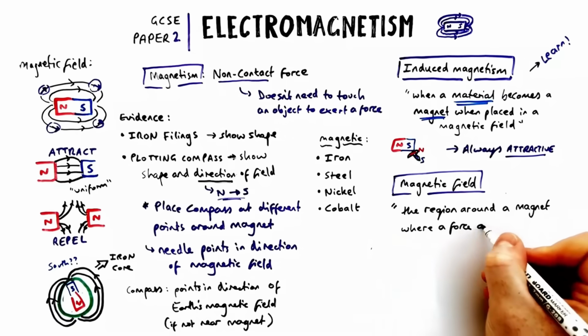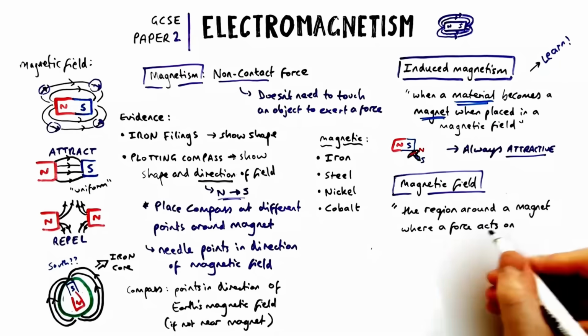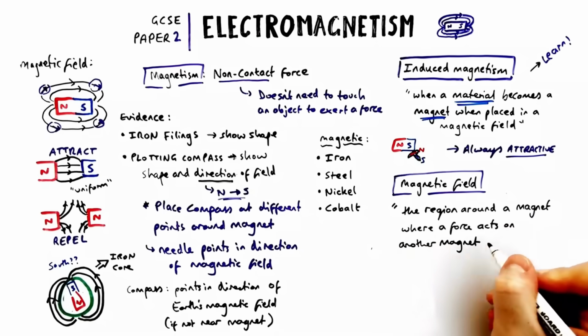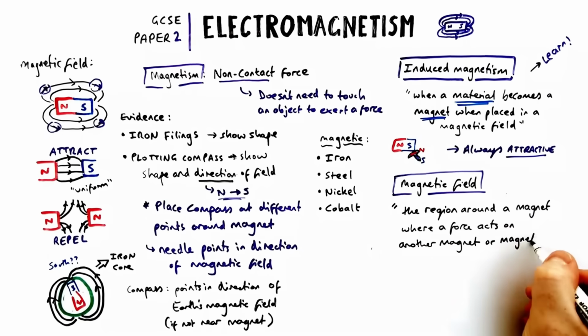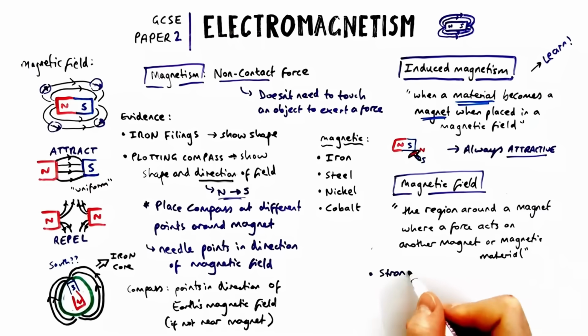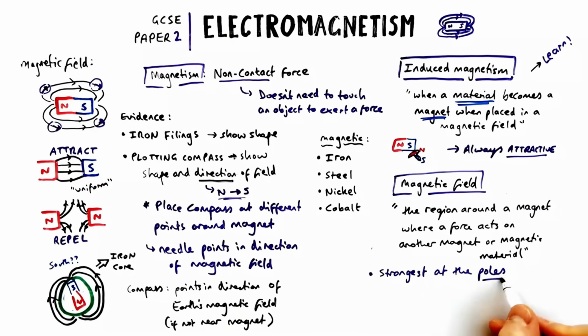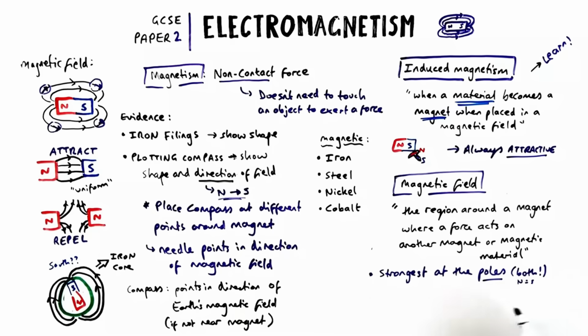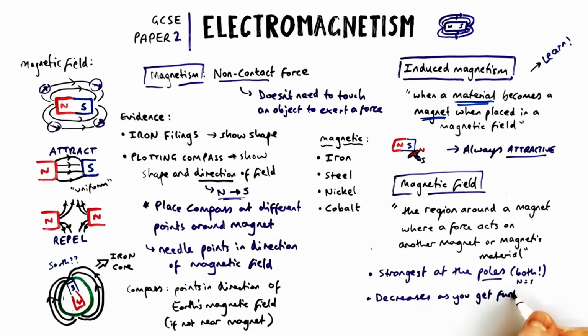A magnetic field is defined as a region or area around a magnet where a force acts on either another magnet or a magnetic material. That's how you define it in words. The magnetic field is strongest at the poles. Both poles are equally strong, and it decreases the further away you get from the magnet.